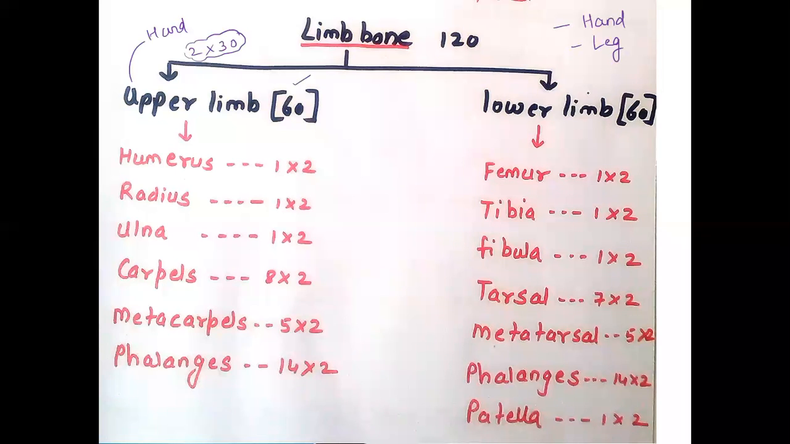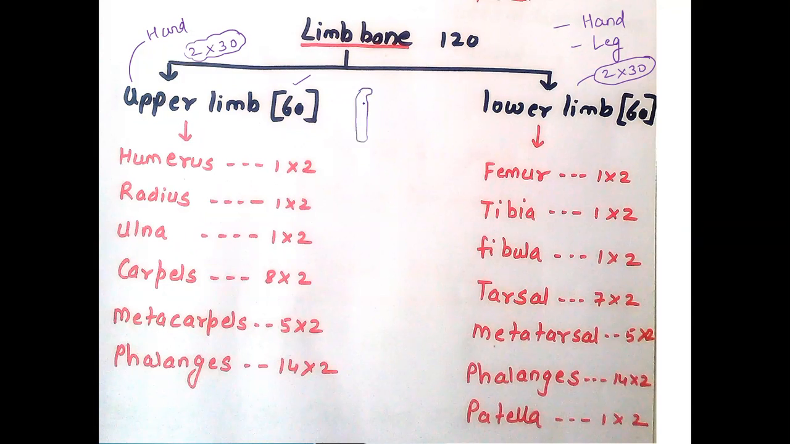When we talk about the lower limb, that is the leg, again 2 into 30. So we have 30 bones present in each leg. So if I draw a typical hand bone, basically that will help you to understand more nicely. It's like this, this is your hand bone.